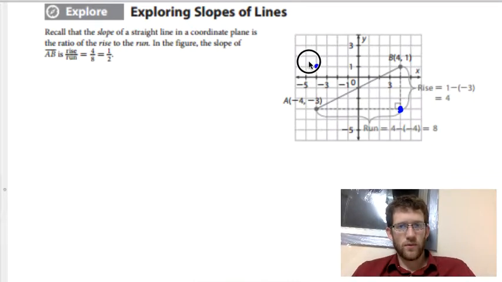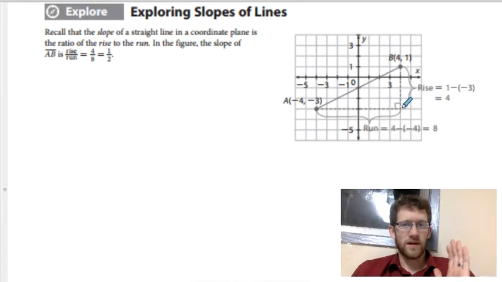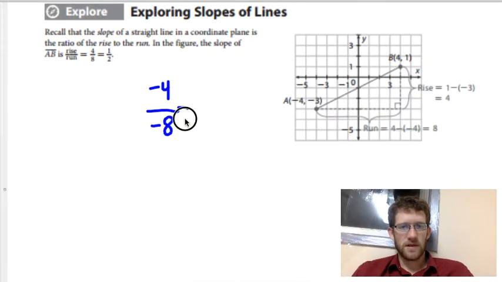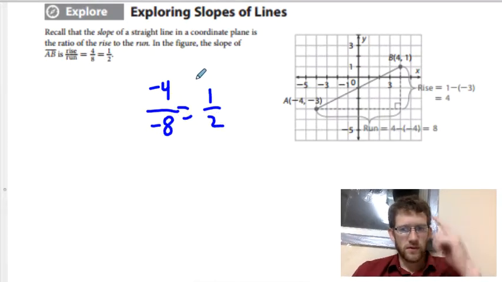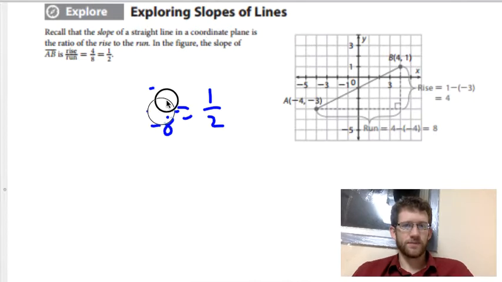Note here that we could have a negative rise. It just depends on which way you count. If we count here and go down 4, 1, 2, 3, 4, that's a negative rise, but then we'd have a negative run of 1, 2, 3, 4, 5, 6, 7, 8. So it'd be negative 4 over negative 8, which is equal to 1/2. So just keep that in mind while you're working on these.